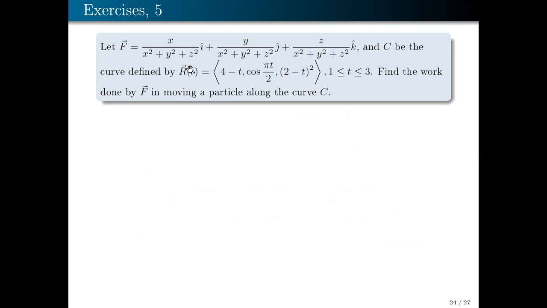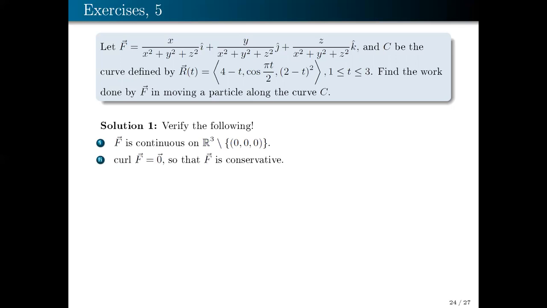So we want to find the work done by F along C. The first solution that we will be considering will come from the following observations. Please verify. First, F is continuous on all of R3 except the origin. Next, F is conservative by way of the curl. Please check.